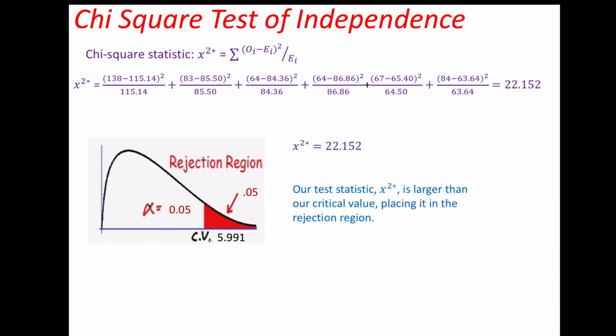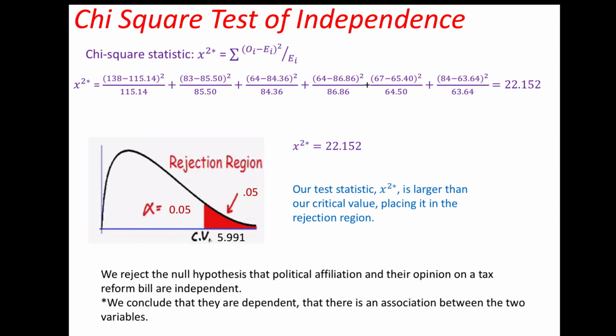Okay, this is our chi-square value compared to our critical value. It's larger than the critical value. This places it in the rejection region. Therefore, we can reject the null hypothesis that political affiliation and their opinion on a tax reform bill are independent. And this means that we can conclude that they are dependent, that there is an association between the two variables. Okay, this is working it out by hand.